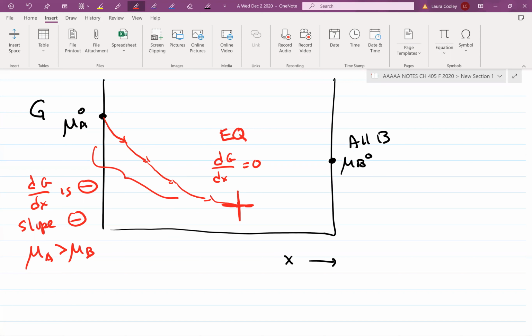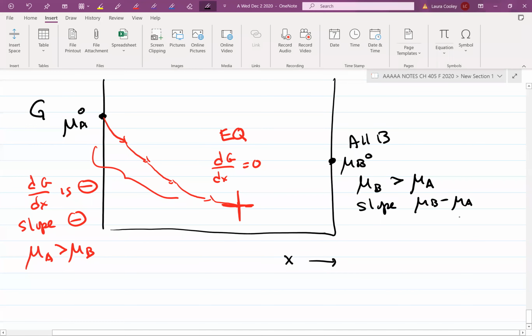Now, if we started over here, well, we have mu B is greater than mu A. So the slope, which is mu B minus mu A, is positive. There we have a positive slope. That means the reaction is going to go that way, and that way, and that way until it stops dropping. So you can approach this equilibrium from both sides.